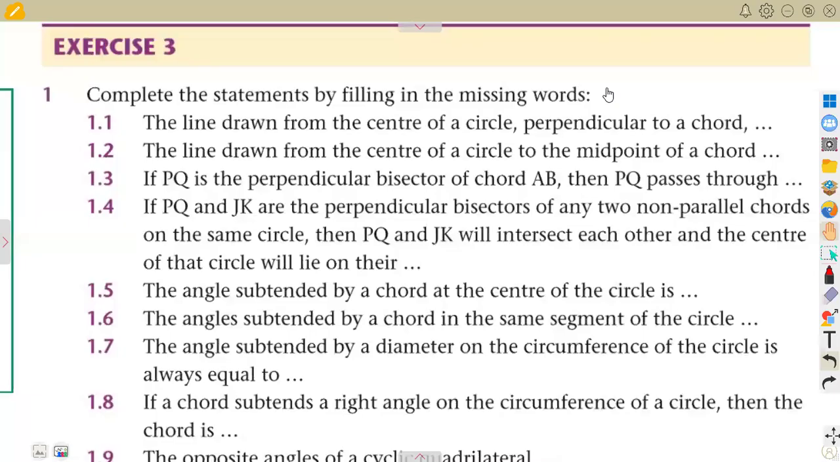Whenever you have this type of exercise, it needs you to be very, very careful. You need to know your theorems. That is it. On this exercise, you were given: complete the statements by filling in the missing words. In each and every case, there is a word or words missing. All right, so that is it, guys.